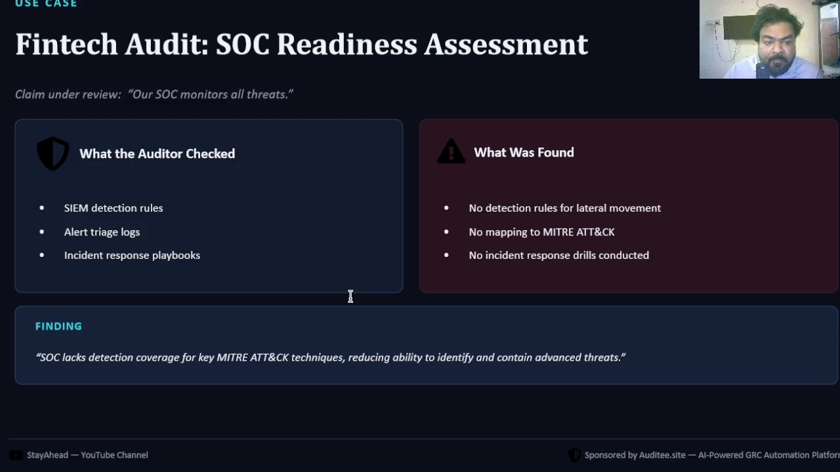There were no detection rules for lateral movement. Remember, that's a core stage of nearly every serious breach. There was no mapping to MITRE ATT&CK at all, and there had never been a single incident response drill, meaning the documented playbook had never actually been tested under pressure. The finding: SOC lacks detection coverage for key MITRE ATT&CK techniques, reducing ability to identify and contain advanced threats. This is the perfect example of why auditors verify instead of trust. A confident claim and a functioning SOC are two different things.